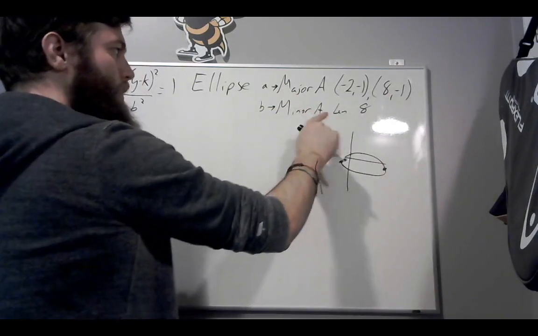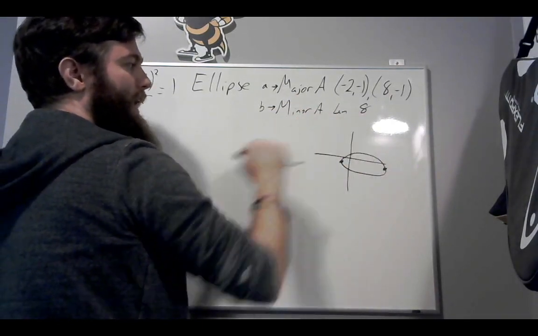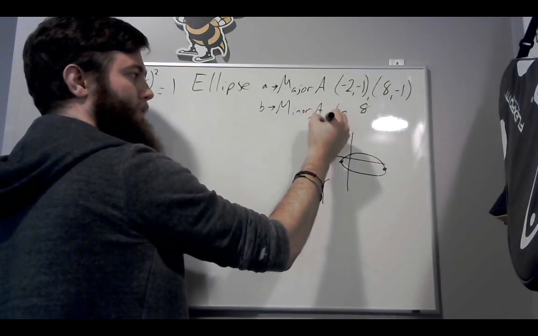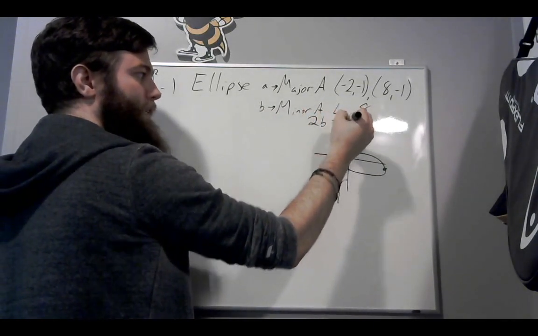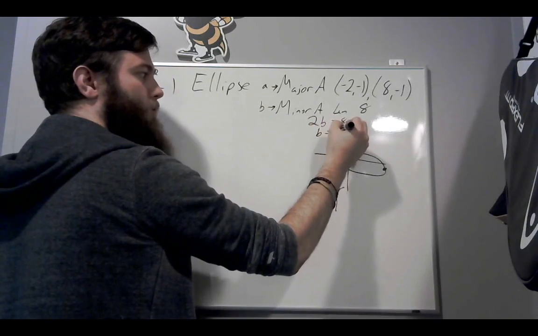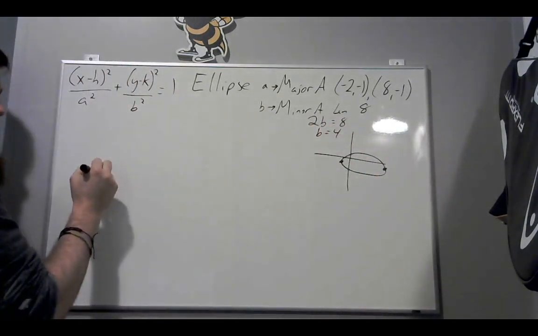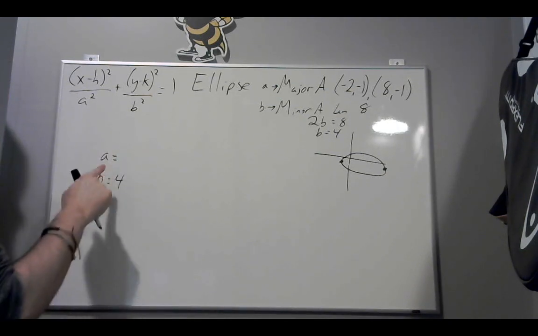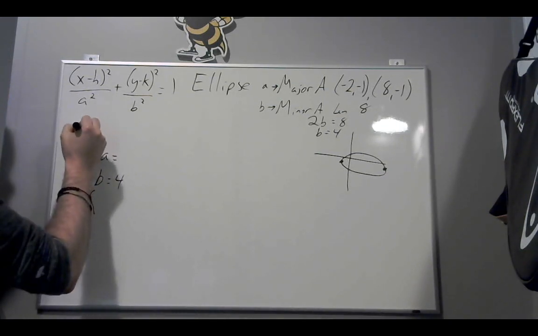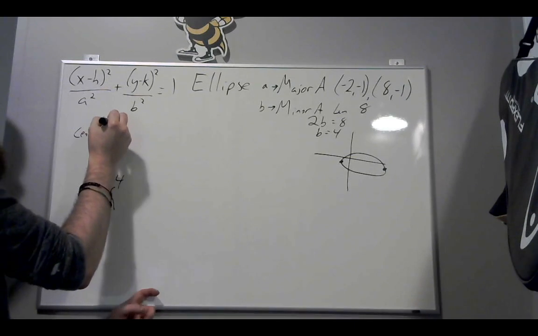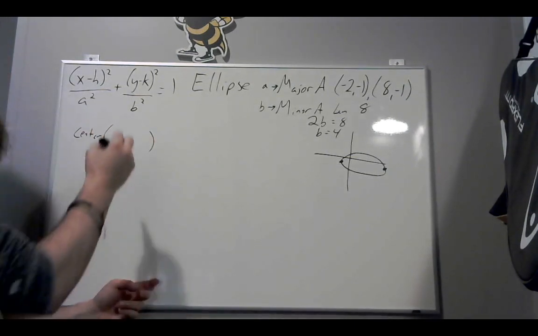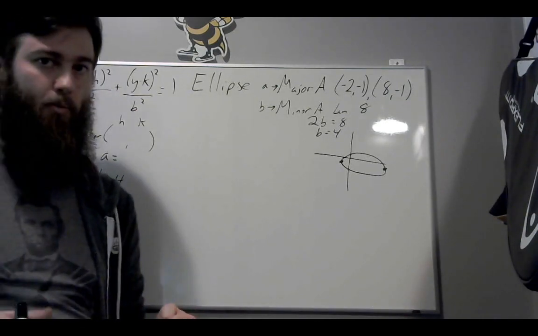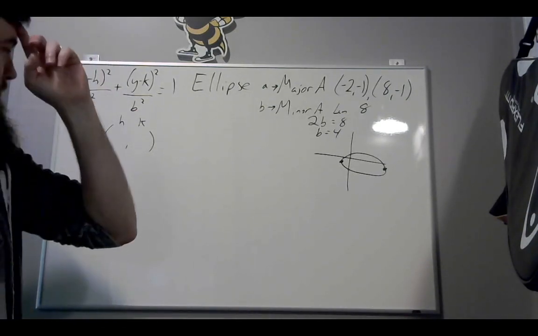So we can quickly find our B value, because the minor axis length is saying this is going to be whatever 2B is. So that means my B value is going to be 4. We've already found our B to be 4. I still need to find A and I still need to find my center, because my center is going to be my h and k value that I still need to plug into my equation.